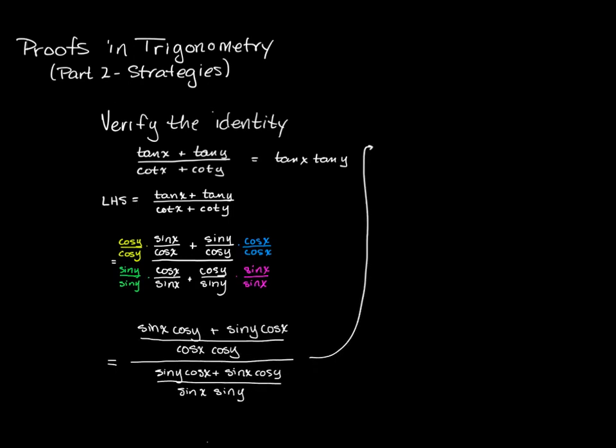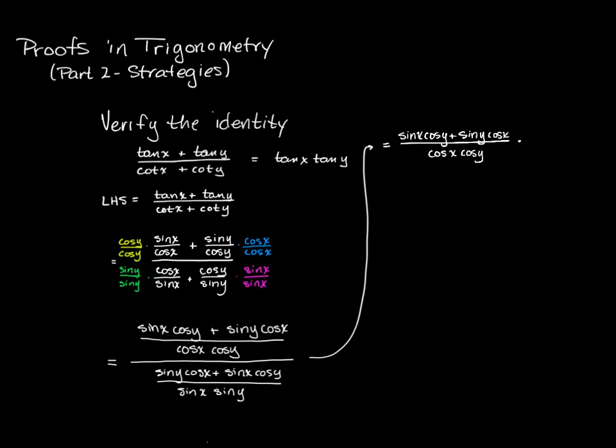Let's finish up here. This new line is equal to another one that I'll write. This time I'm going to rewrite the problem not as the ratio of two fractions, but as the product of two fractions. In other words, algebraically, I'm going to multiply by the reciprocal instead of dividing by the fraction. So I have the sine of x times the cosine of y plus the sine of y times the cosine of x over cosine x cosine y.